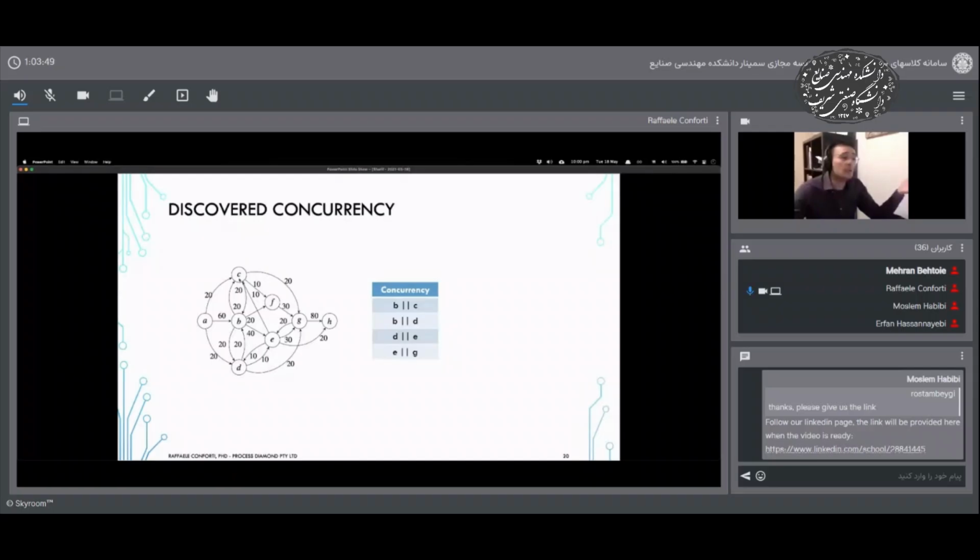If you look at this graph and this particular structure, we can say we have a parallelism between C and B. We have this back and forth also between B and D, between D and E, and between E and G. So basically, we discover all the potential concurrencies that exist in our system.